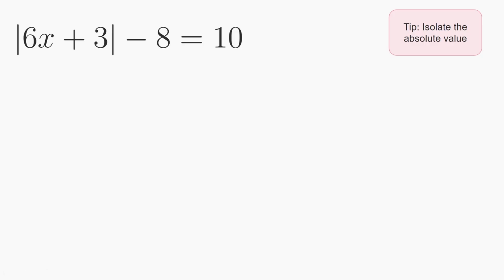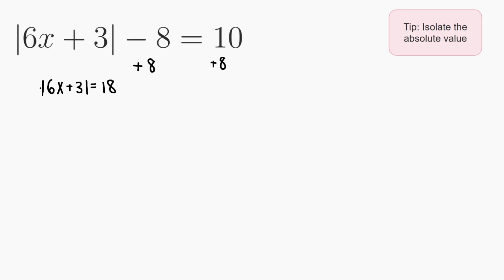We are trying to solve the absolute value of 6x plus 3 minus 8 equals 10. Our first step is always going to be to isolate the absolute value. So let's do this by adding 8 to both sides. This gives us 6x plus 3 is equal to 18. Now we have only the absolute value left.